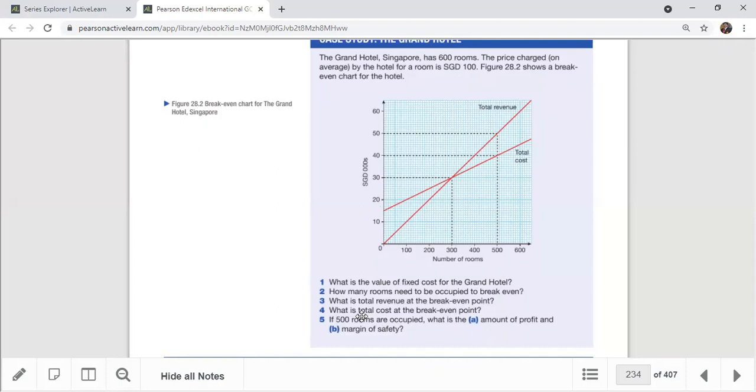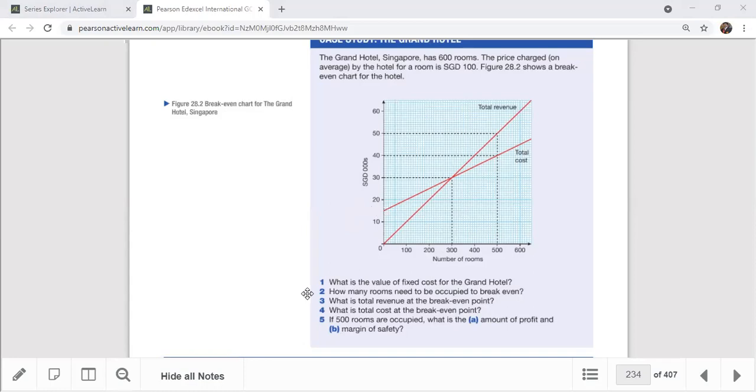Question number 1: what is the value of the fixed cost of the Grand Hotel? Fixed cost is where the total cost curve begins. We can see the total cost curve starting between 10 and 20, and the exact answer is 15,000 Singapore dollars. So 15,000 Singapore dollars is the fixed cost of the Grand Hotel. The fixed cost is the starting point of the total cost curve.